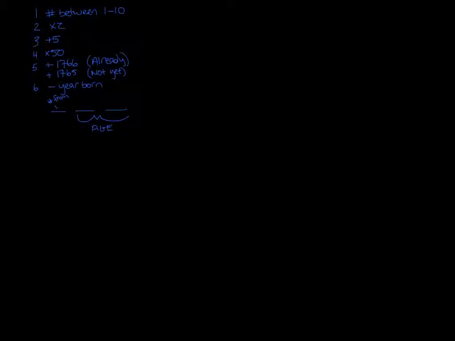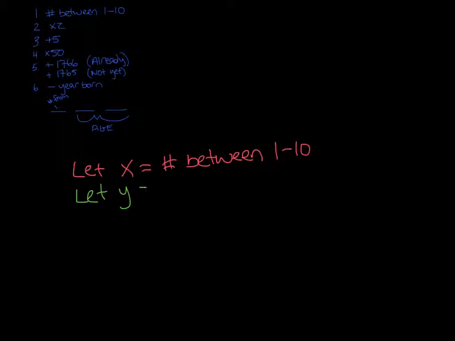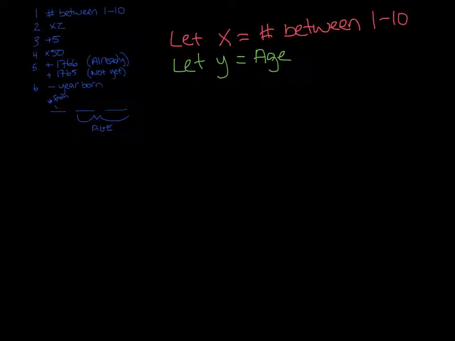So let's do that. Let's let x, which is always a good variable, be the number between 1 and 10 that we chose. And let's let y, another great variable that we like to use, be our age. And that is not specific. It could be 1 digit or 2. I'm assuming most of us have a 2-digit age, but there are our variables nonetheless.